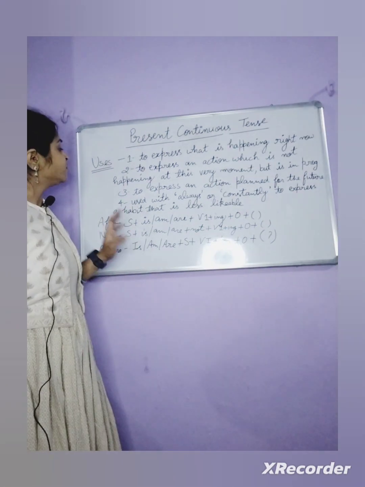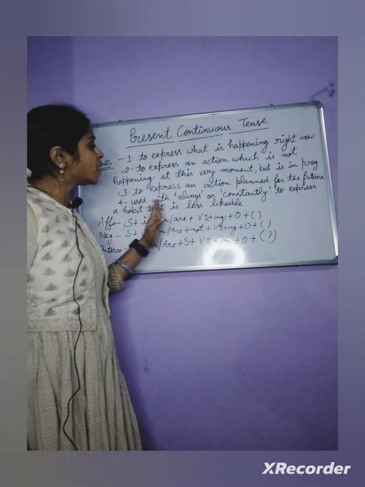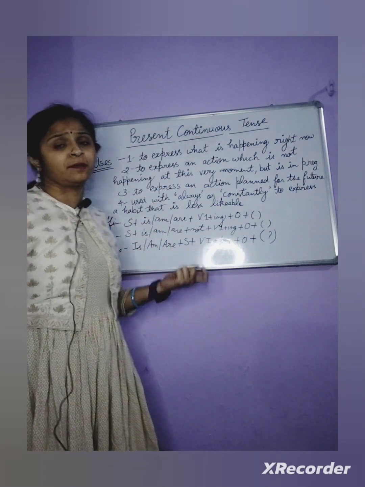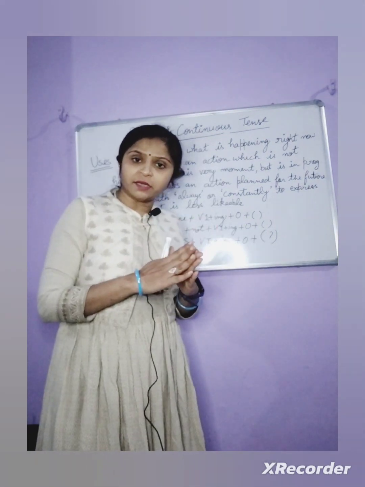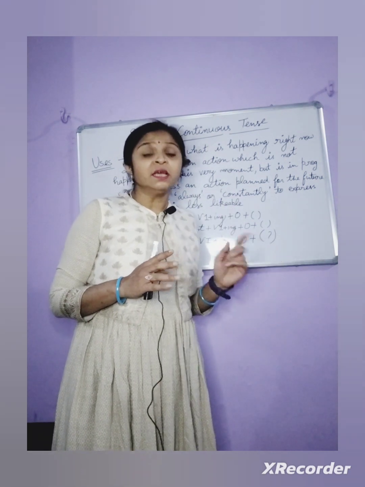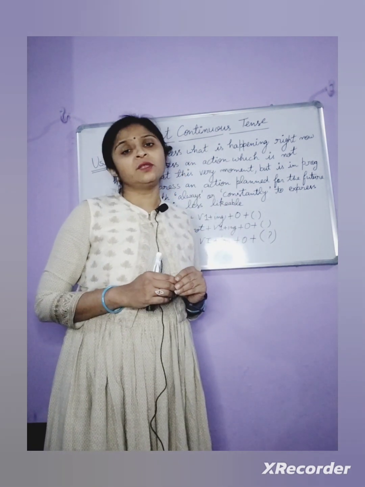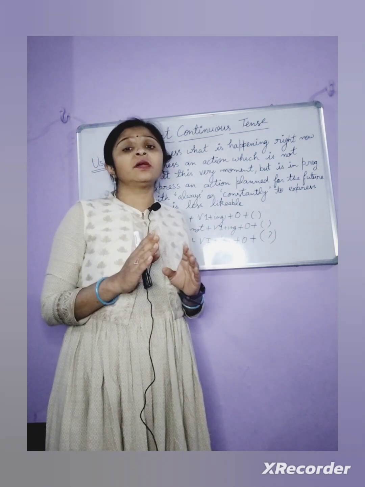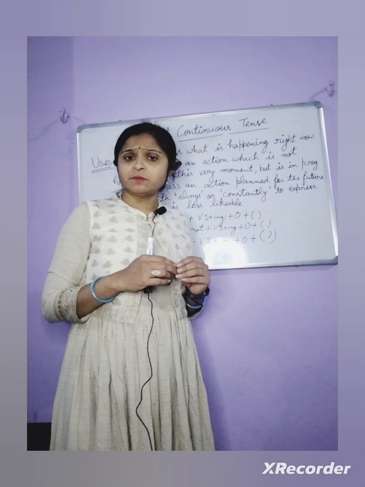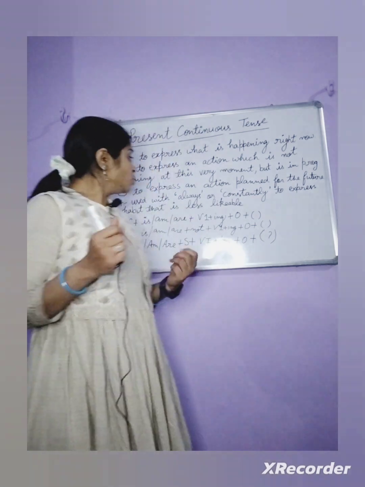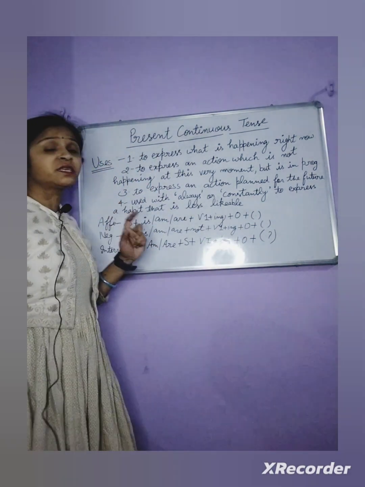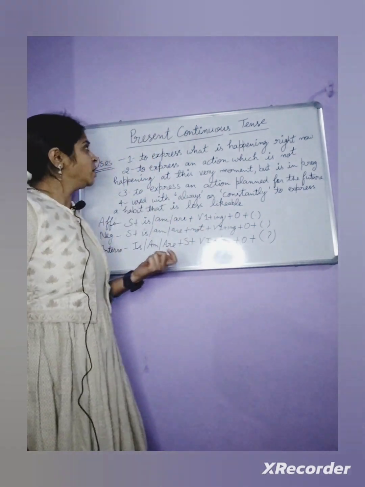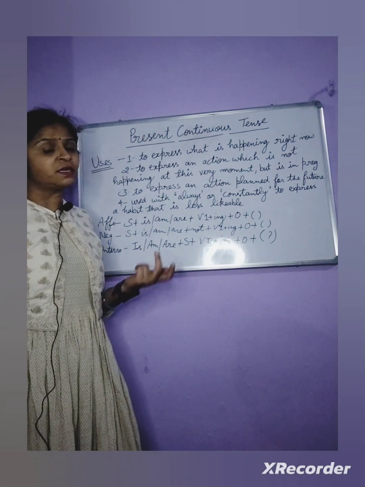The fourth use of this is with always or constantly, to express a habit that is less likable. I told you at the time of simple present tense that for habitual actions you can use simple present tense or present indefinite tense. But if you are talking about any habit that is not likable, not as good as it should be, you can tell that type of habit in present continuous tense.